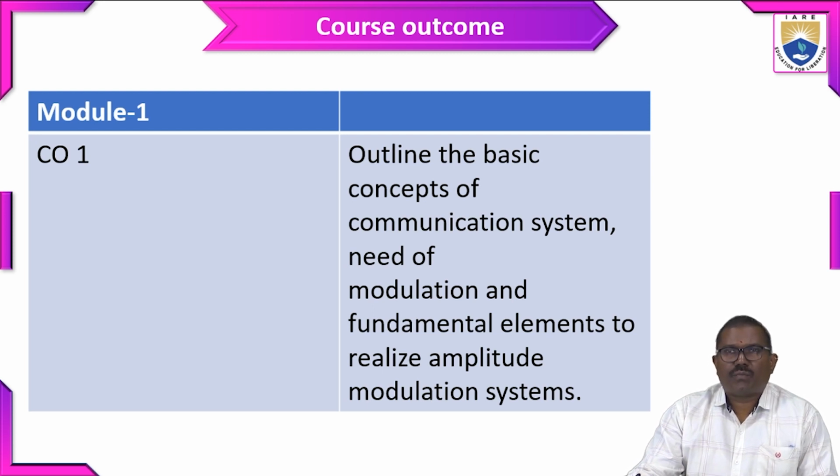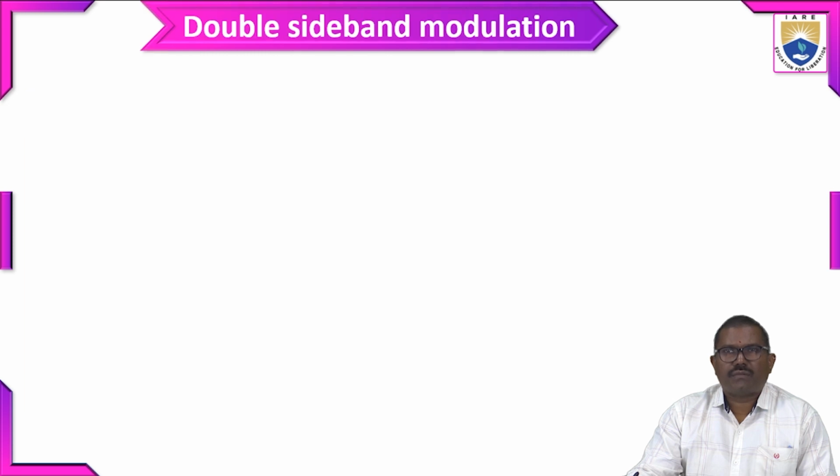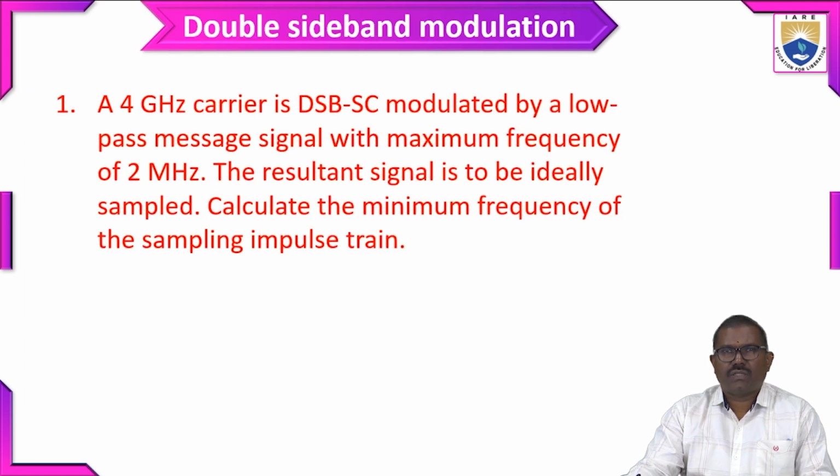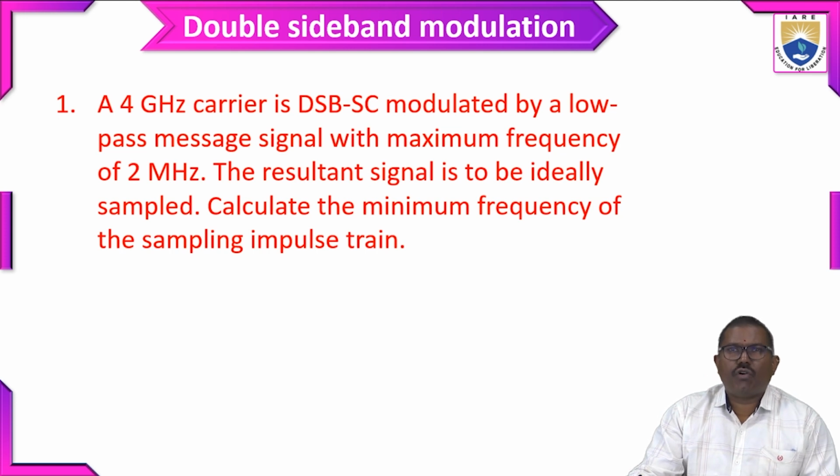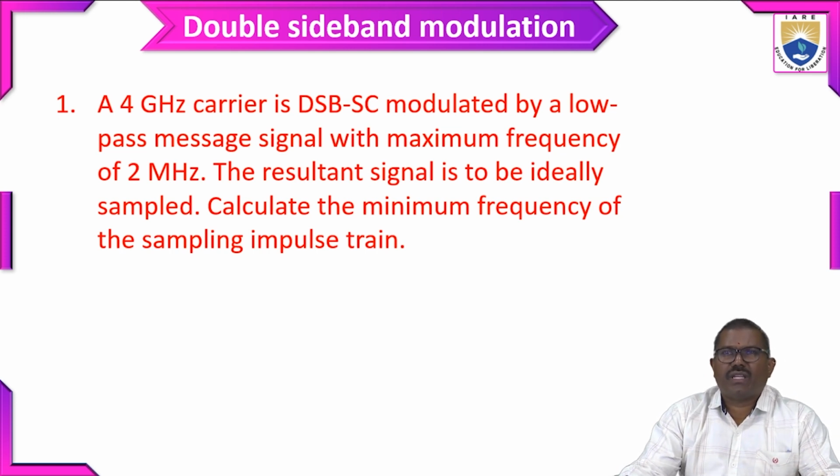Okay, now coming to the problems. The first problem: a 4 GHz carrier is DSB-SC modulated by a low-pass message signal with a maximum frequency of 2 MHz. The resultant signal is to be ideally sampled. Calculate the minimum frequency of the sampling impulse train.